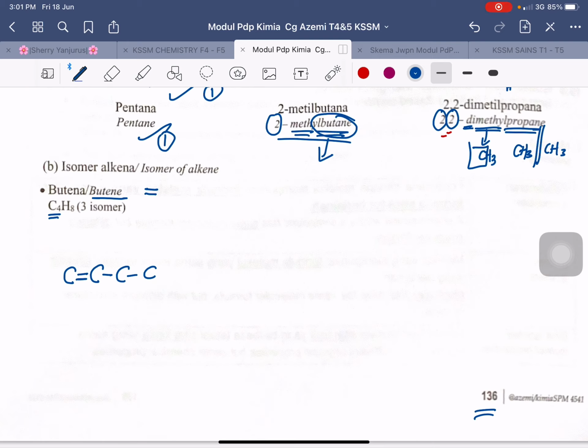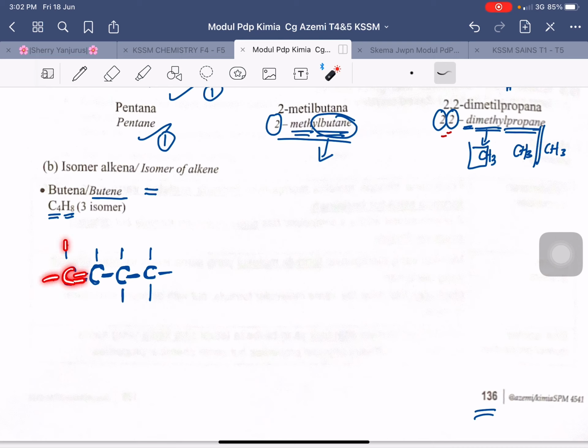Okay, so now ada 8 H. How to draw the H? Remember, 1 C boleh ada 4 ikatan. So 1, ini C punya ikatan adalah 1, 2, 3, 4. C ini punya ikatan adalah 1, 2, 3, 4. This C, the third one, 1, 2, 3, 4. And this C, 1, 2, 3, 4. So that's how you draw out the bonds, okay? The bonds for the C. One C can only occupy 4 bonds.